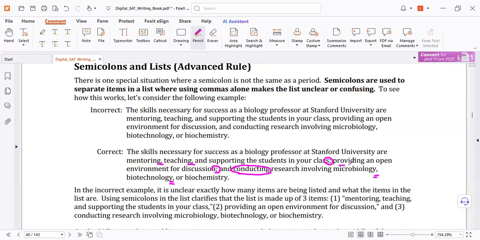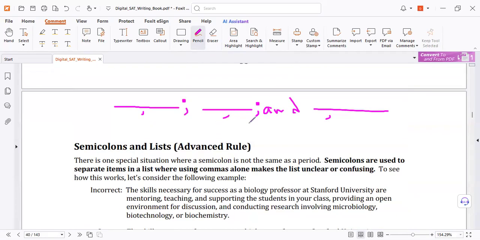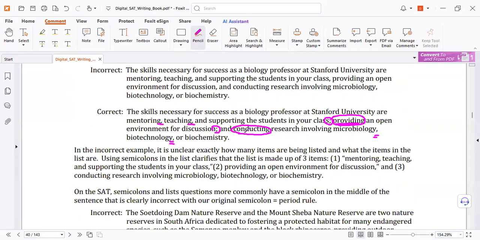So you need a semicolon before. It's like the list exactly. It must be the same: noun, noun, noun; verb, verb, verb. Parallelism. That's all. So we can use the semicolon.